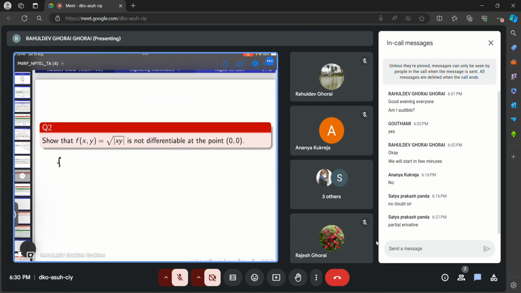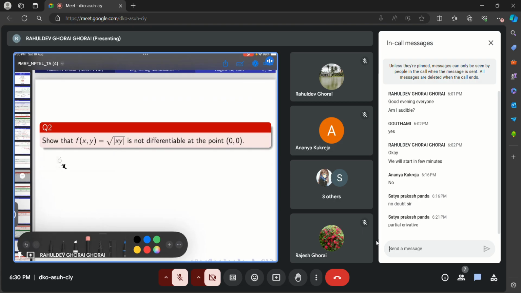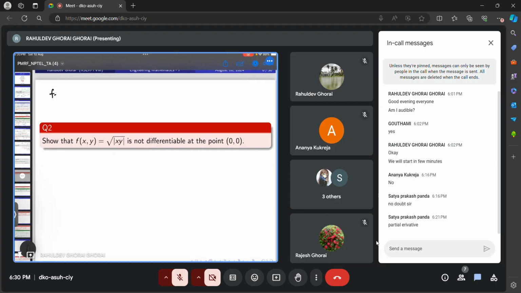Now, to show the differentiability, mainly we first have to find out f_x at (0, 0). We have to find this quantity, the differentiability ratio. So we'll start with the limit as h tends to 0 of f(0 + h, 0) minus f(0, 0) over h. That will be equal to the limit as h tends to 0.